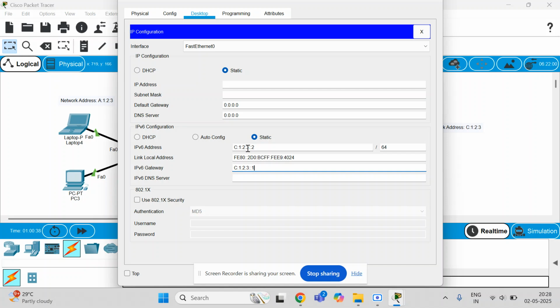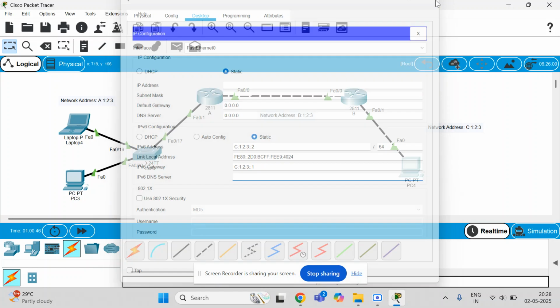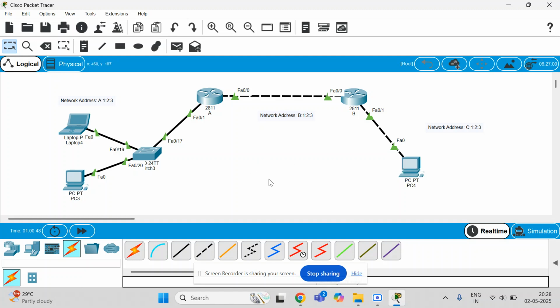Sorry, 1 is an IPv6 gateway, so we have to give C colon 1 colon 2 colon 3 colon colon 1. So this configuration is done. Now we have to do the static routing. So this is network one, network two, and network three. This one is the source network and C is the destination.